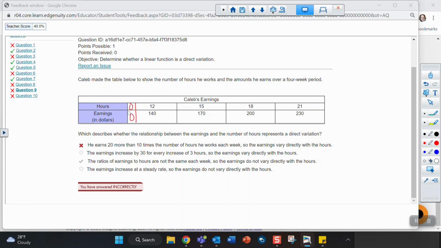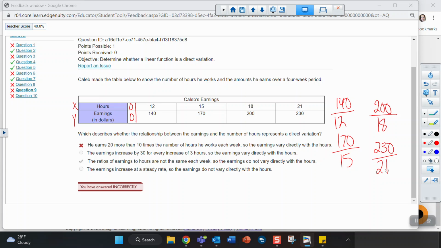So that makes sense there. And then you just have to check all the way down the table. Now, for most of us, we make an amount of money per hour, and so that is a direct variation, but we should verify. So again, y over x. The bottom row in a table is always the y, the top row is always the x. So we're doing 140 divided by 12, 170 divided by 15, 200 divided by 18, 230 divided by 21. We're checking all 4 of those just to make sure.